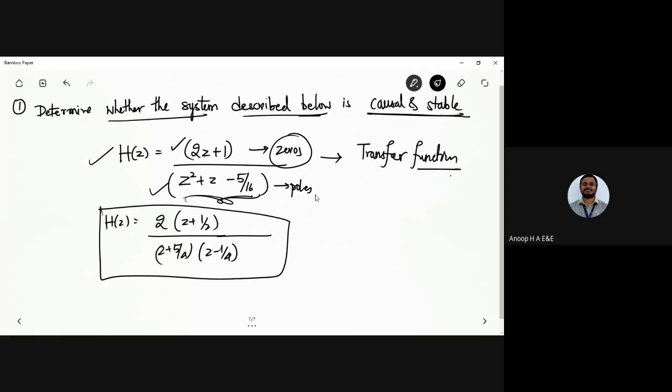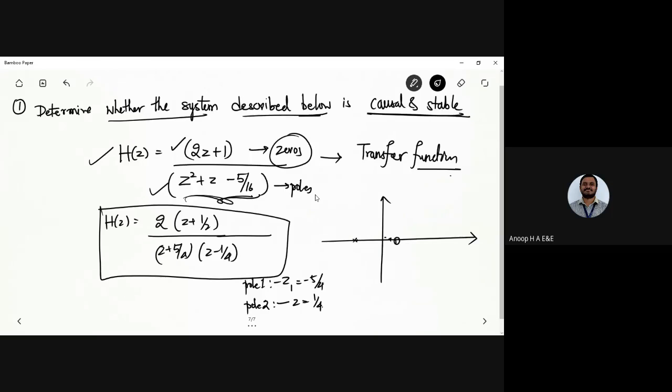Let me draw it. The zero is at z = -1/2, which I write as a 0. This is how I represent the zero of the transfer function. Equating the denominator factors, z1 is equal to -5/4; this is pole 1. Next, this one is pole 2, z equals 1/4. And 5/4 is 1.25, so the first pole is at minus 1.25.